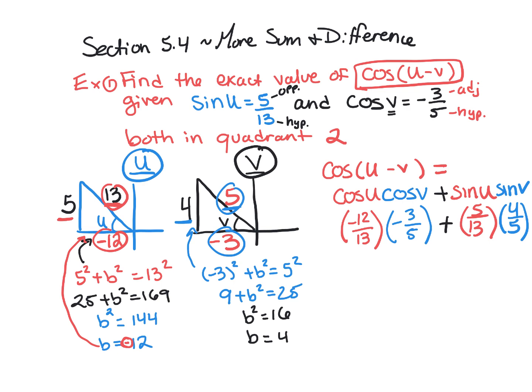So now we're just simplifying. We have two fractions that are being multiplied on each side of the plus here. So we multiply our numerators, multiply our denominators. So negative 12 times negative 3 is positive 36. And then our denominators, 13 times 5 would be 65. And then we have a plus. 5 times 4 is 20. 13 times 5 is 65. They already have common denominators, so we can just add those two fractions together to get our final answer, 56 over 65. And that would be it.